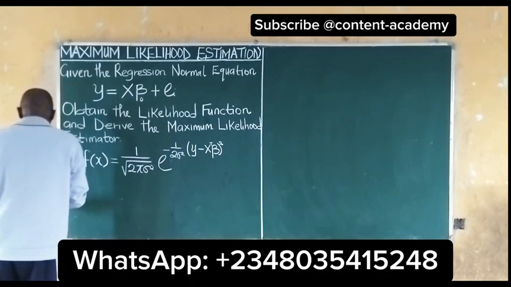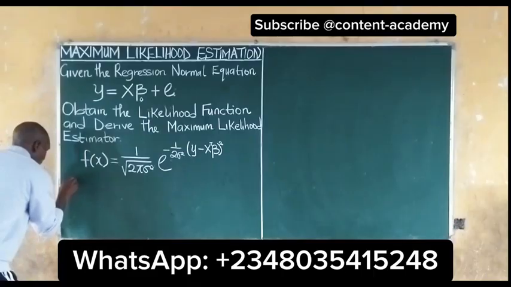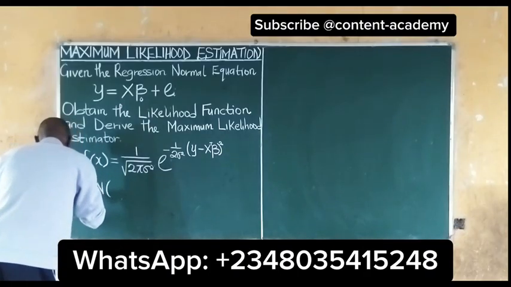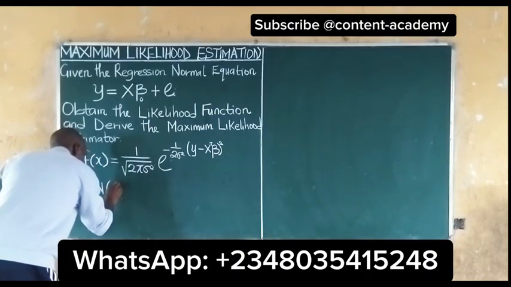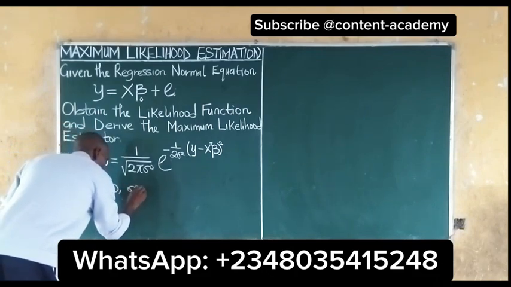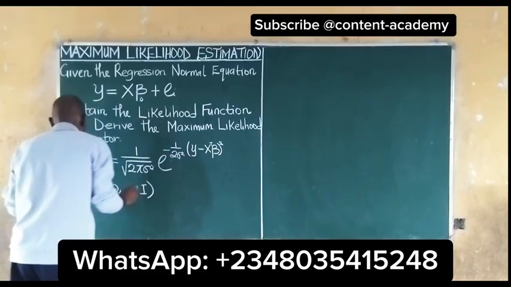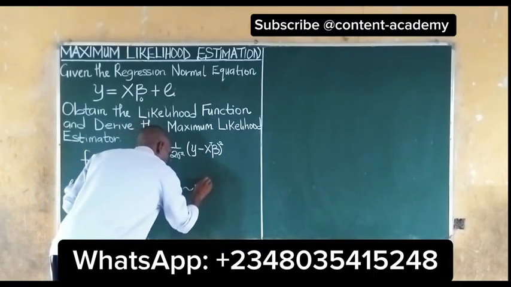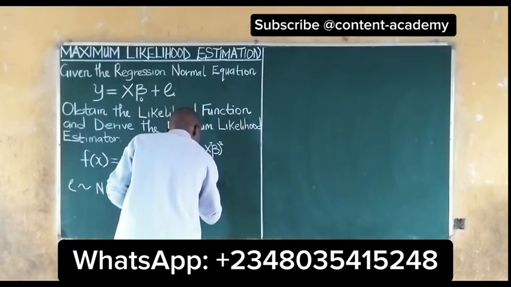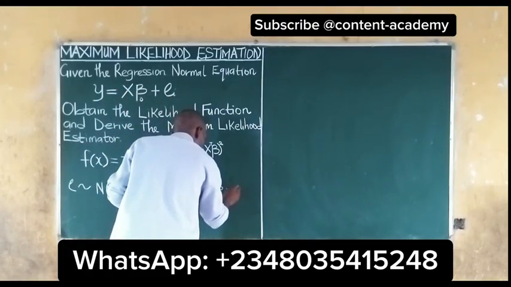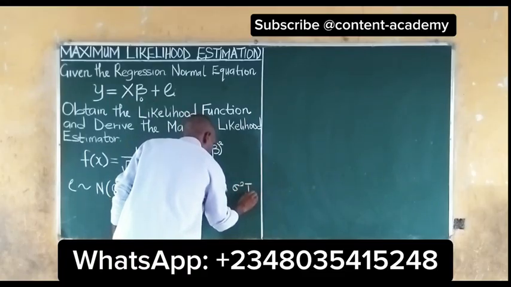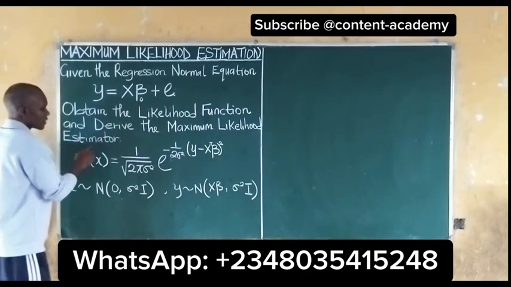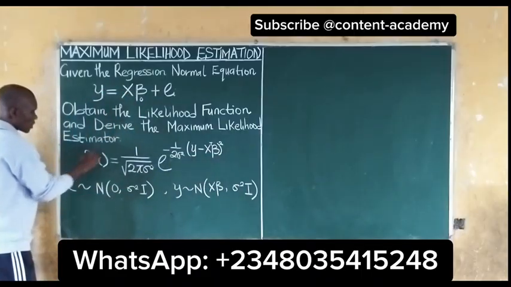It means that our error term follows a normal distribution of 0 and sigma squared. You have the identity, and y follows a normal distribution of xb and sigma squared, and we have our identity. So this is what we have. Of course, this is the normal regression equation.